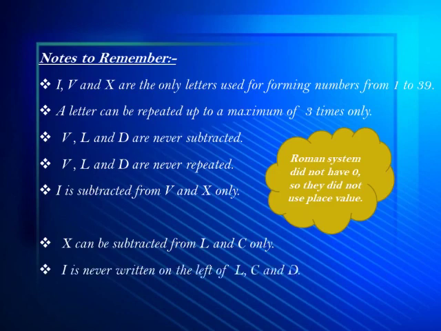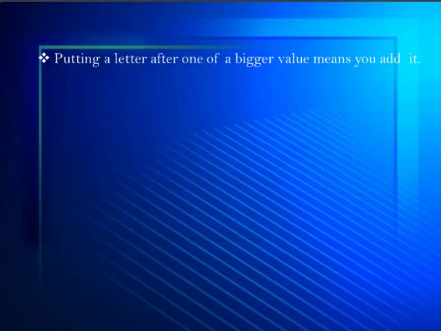So all these are the rules of writing the Roman numerals. And one thing I wanted to tell you, we do not use 0 in the Roman system, and that is why the Romans did not use place value. The next rule is putting a letter after one of a bigger value means you add it. So we will see in a few numbers here how to write the Roman numeral for the given number.